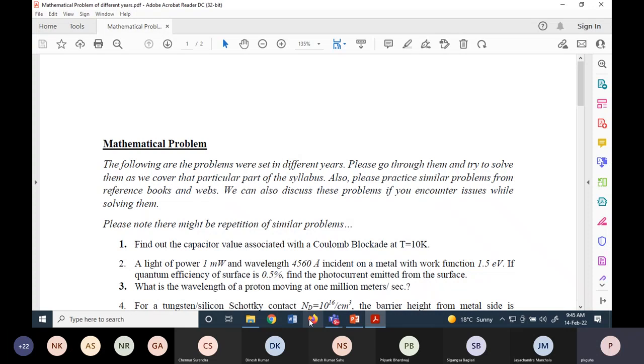There will be some problems, maybe 50% problems and 50% theory. But the theory answers are very small, half a page or a few lines. I will not give you a question where you have to write two pages. That is not my intention. Otherwise you will not be able to finish. I will prepare it so that you should be able to finish in 45 minutes.